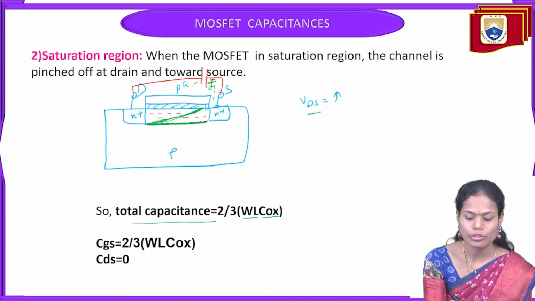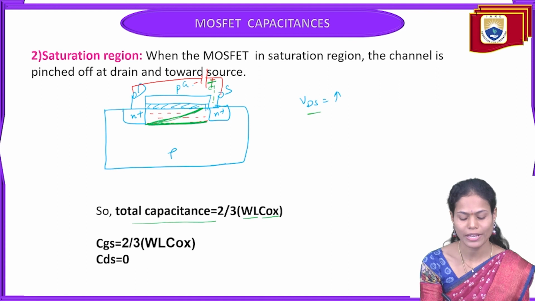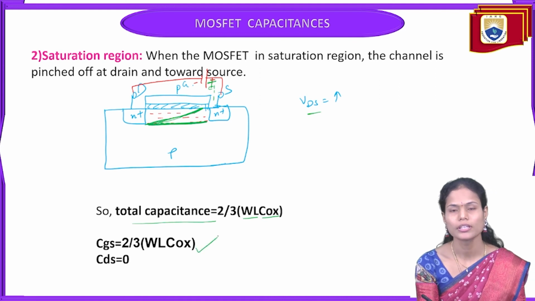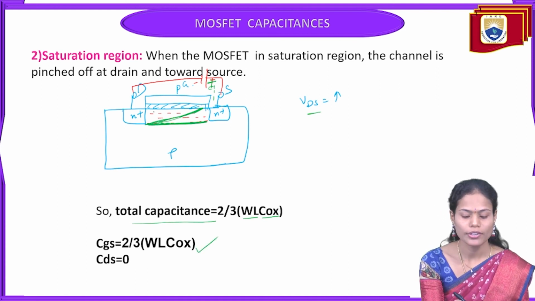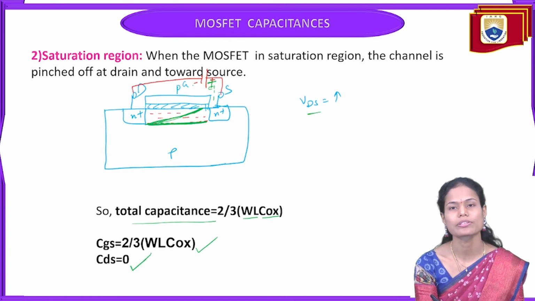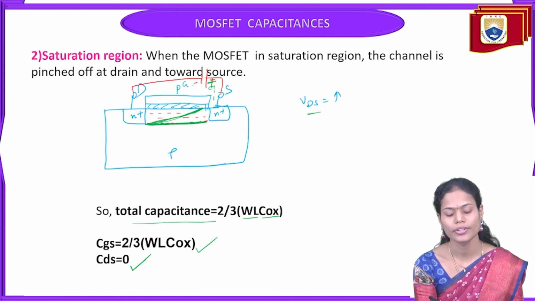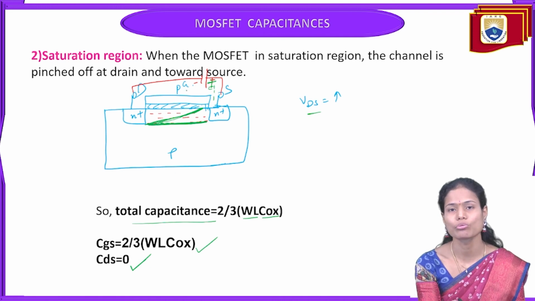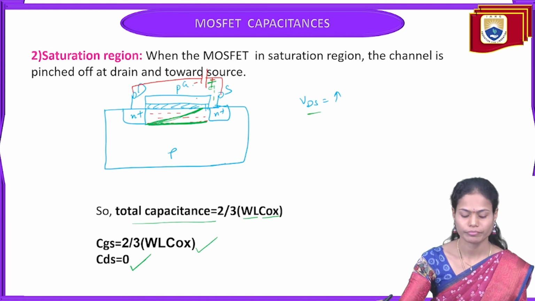That is only the gate to source capacitance, only this much, 2/3 WLCOX, but the drain to source capacitance is 0 here. There is no capacitance present between the drain and source here. Why? Because there is no physical connection between the drain and source here.